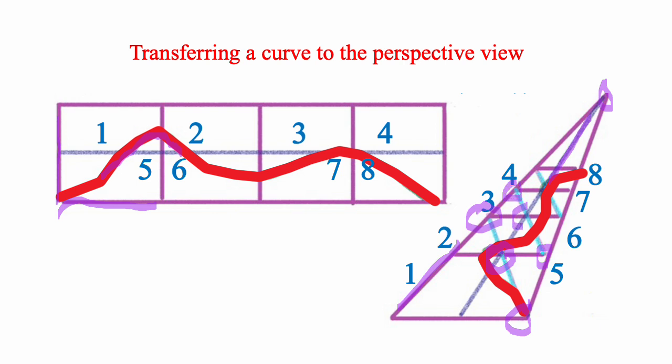Now, once you have all the grids formed, then go through each block and draw what's on both blocks. So number 8 here, for example, we want to look at 8 in the perspective view over here. And you see that it goes from the top down to the bottom. So here too, it goes from the top down to the bottom.